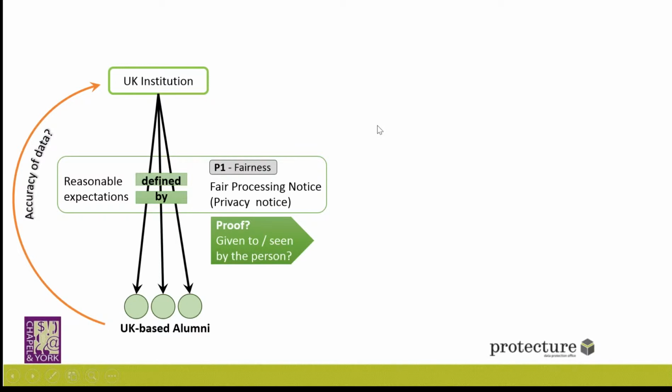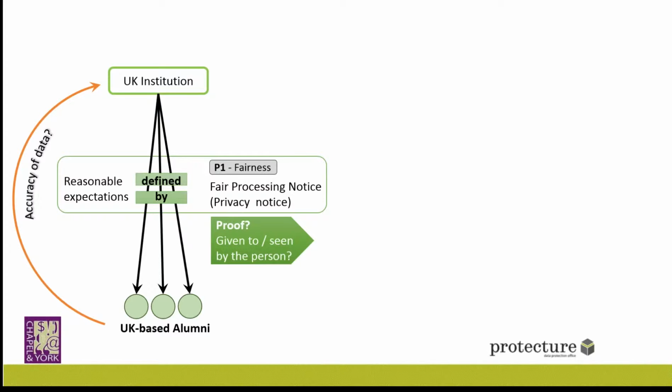Another element to consider is how you maintain the accuracy of information. Now, this can be difficult, but considering what processes you have in place to try and keep the data accurate and up to date, and in turn, most useful and of value to you, is important. So it might be mailing out on an annual basis to ask individuals to verify or update their details, or it might be having clear processes for handling no longer at this address returns, or changes in marketing preference. So that's a very brief look at fundraising to UK-based individuals.